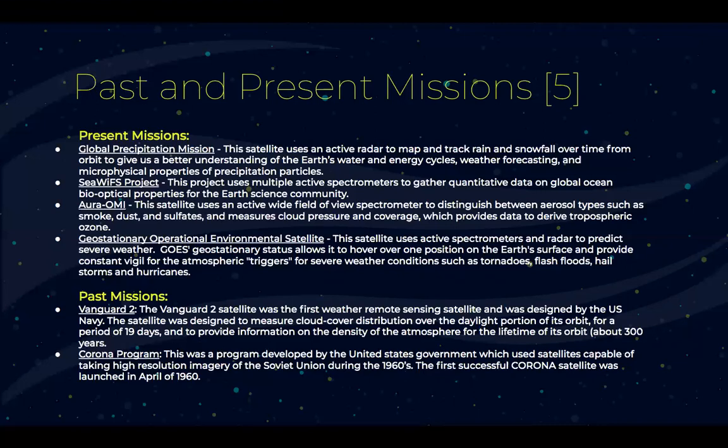The first significant orbital remote sensing missions began in 1959 with the Vanguard 2 weather satellite developed by the U.S. Navy, and 1960 with the Corona program satellites developed by the United States government for use in photographing the Soviet Union during the Cold War.